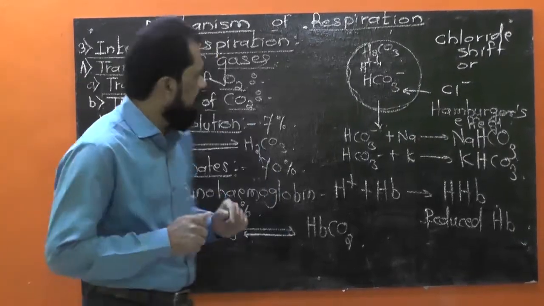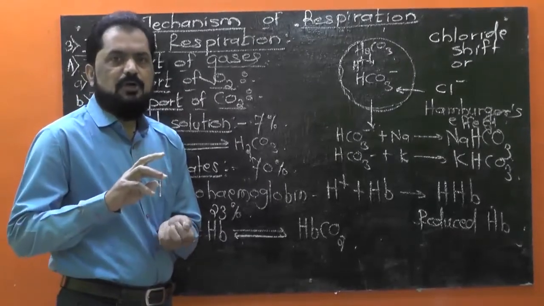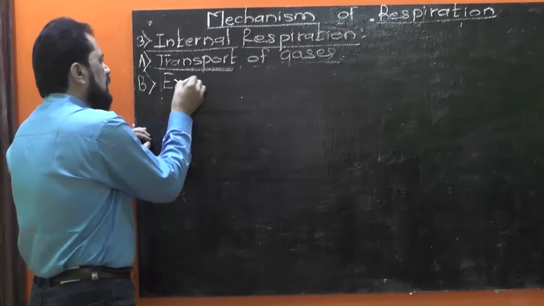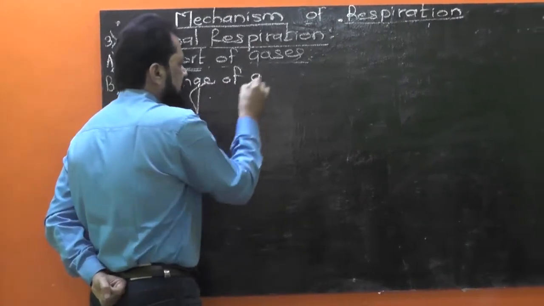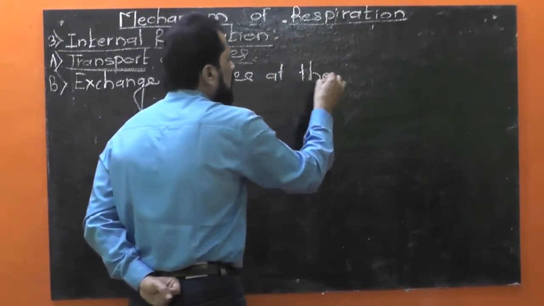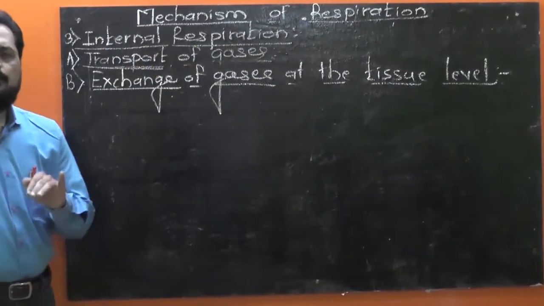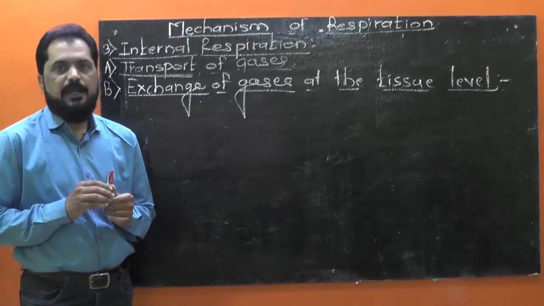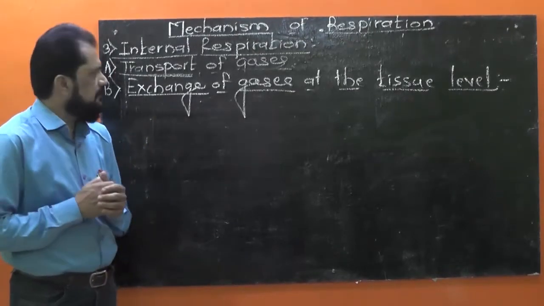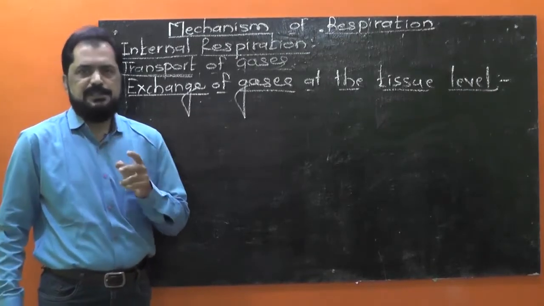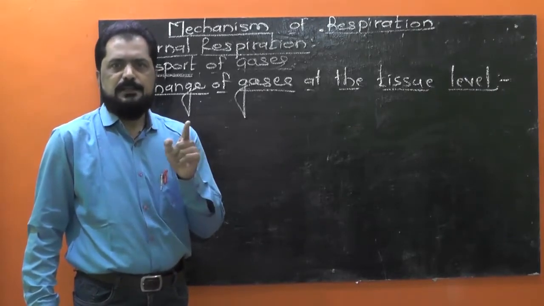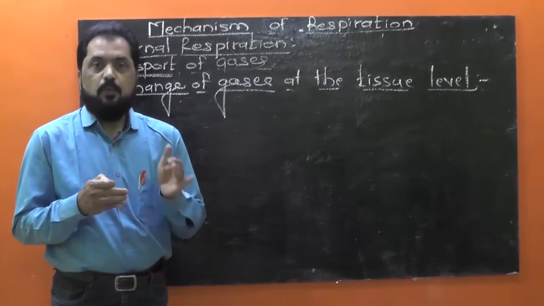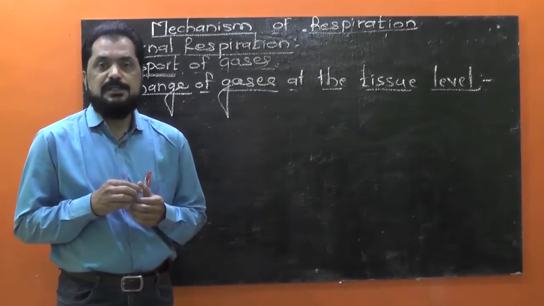Now come to the second major event of internal respiration, that is exchange of gases at the tissue level. At the tissue level, the exchange of gases takes place between the tissue capillary blood and the tissue cells. Let me explain it. Actually, this exchange of gases takes place via tissue fluid. Tissue fluid may be known as the interstitial fluid.